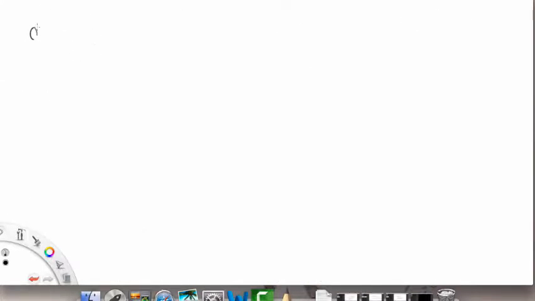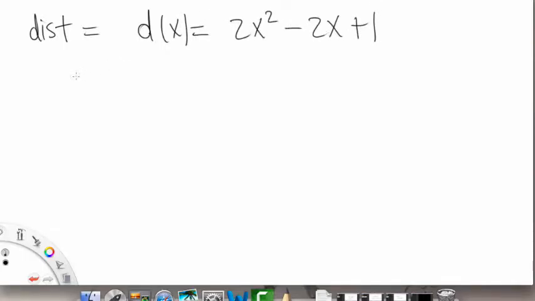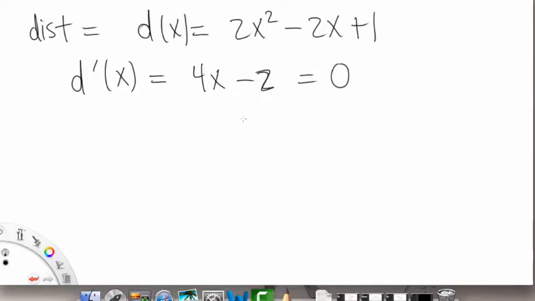So now we have the distance. I'll just call it d of x to be general, but we already know it's distance squared. So d of x is equal to 2x squared minus 2x plus 1. To optimize this, we take the first derivative. d prime of x is equal to 4x minus 2. There's no place where this doesn't exist, so we set it equal to 0 and solve for x. 4x is equal to 2, so x is equal to 2 over 4, which is 1/2.